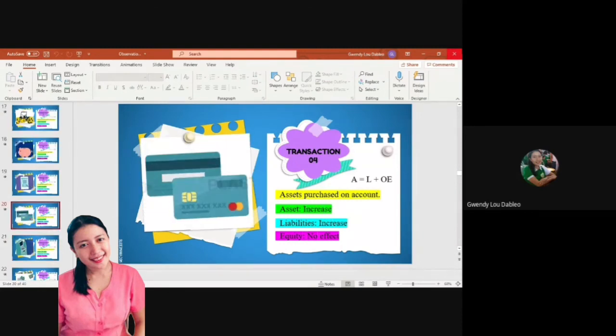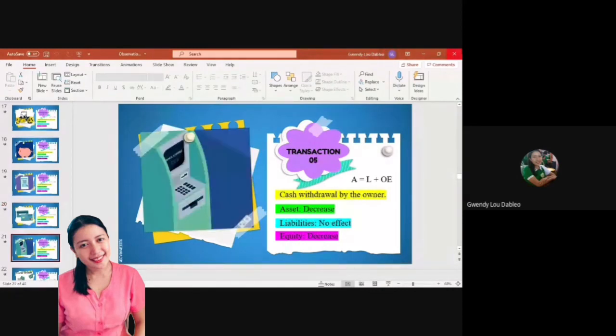Next, transaction number four. Assets purchased on account. So when we say purchased on account, giutang siya, di ba? Giutang sa business. So you get asset, that's why asset will increase. At the same time, since you purchased it on account, then liabilities or obligations will also increase. And for equity, there's no effect since it's not included in the four factors that can affect equity.